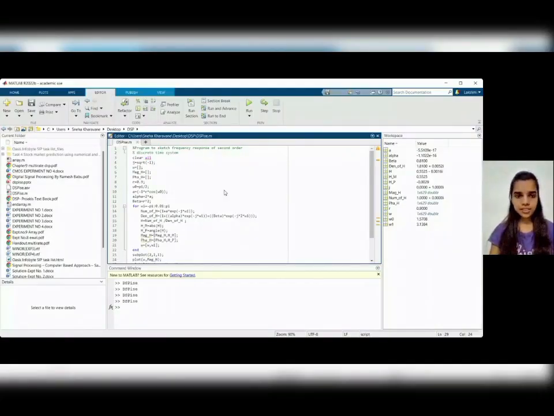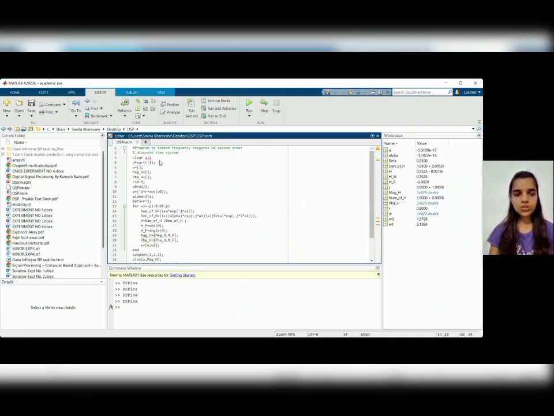I am here to explain the ISE2 of digital signal processing. Our topic name is frequency response of second order discrete time system. I am here to present the MATLAB code for frequency response of second order discrete time system. This is the MATLAB code for second order discrete time system. First, I will explain the MATLAB code, then explain the output.